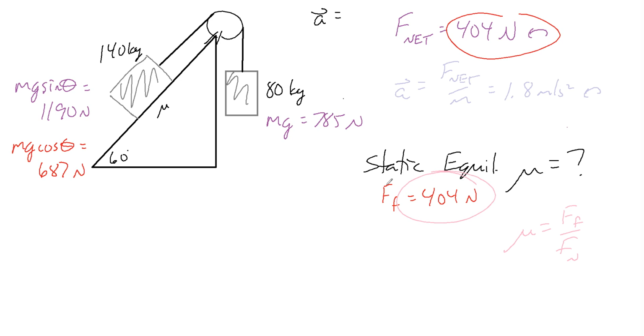So I know my friction by figuring out how much force is required to keep it from moving. That was 404. I've got my 687, which I can just calculate directly because I have the mass and the angle and everything like that. So then all I have to do is divide those two forces, and my coefficient of friction would have to be about 0.59, and that would keep this thing in perfect equilibrium. Okay, so that is that question right there.